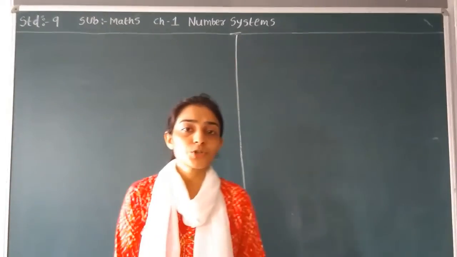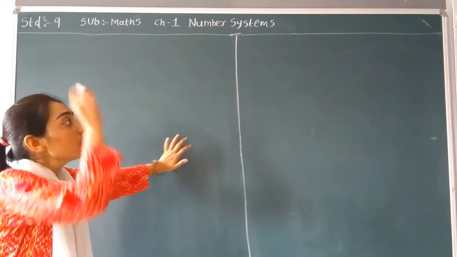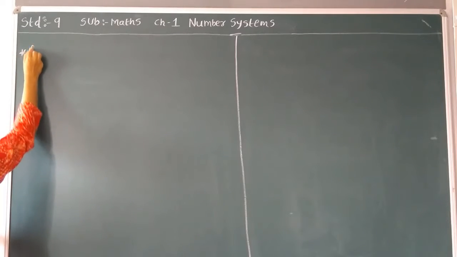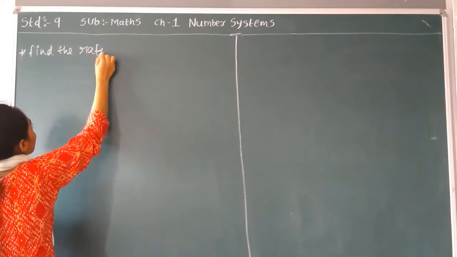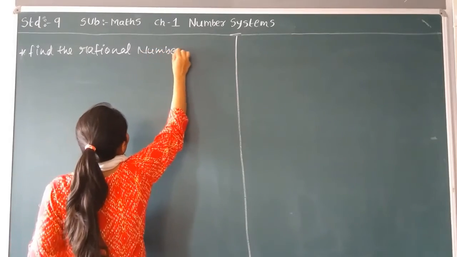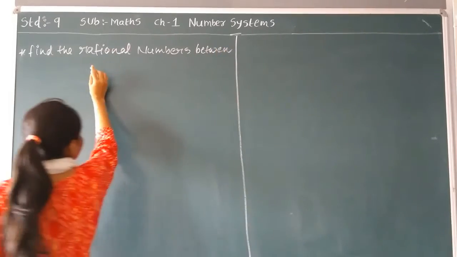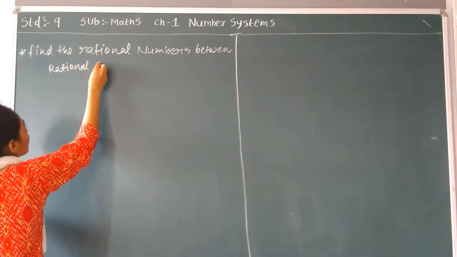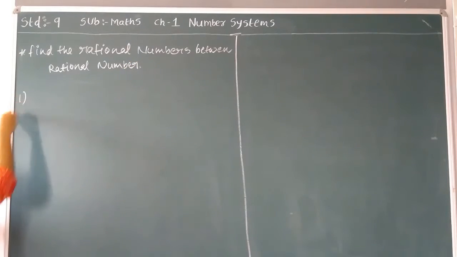The question is, find the rational numbers between two rational numbers. The question says, my topic is find the rational numbers between rational numbers.